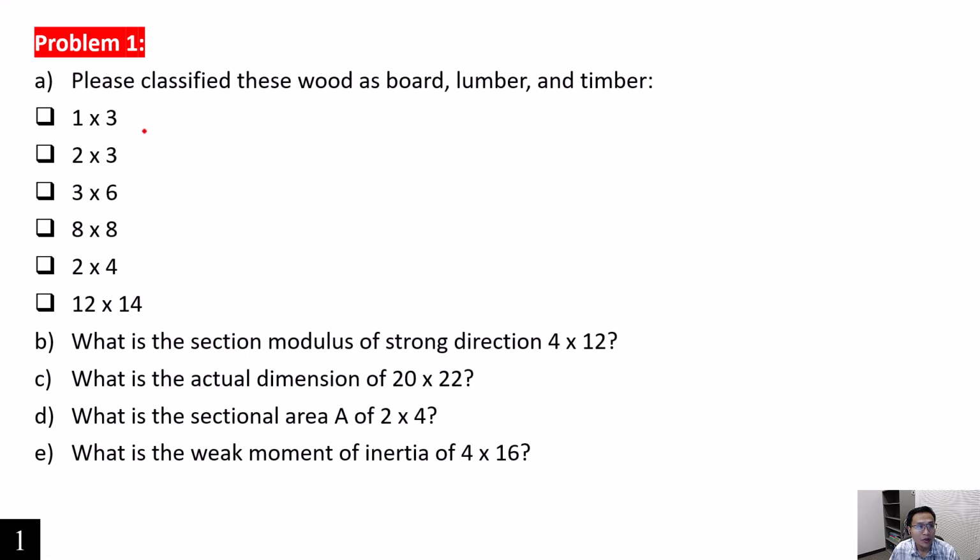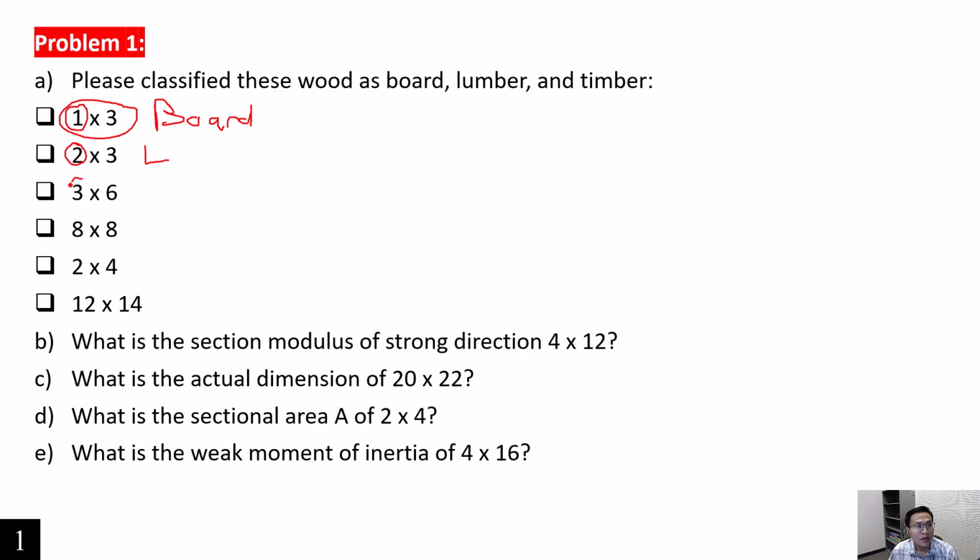let me change this one to a pen. The one we have over here, because 1 is the smallest dimension, and 1 is smaller than 2, this one is a board. The second one, the smallest dimension is 2, and 2 is larger than or equal to 2 but smaller than 4, so this one will be lumber.